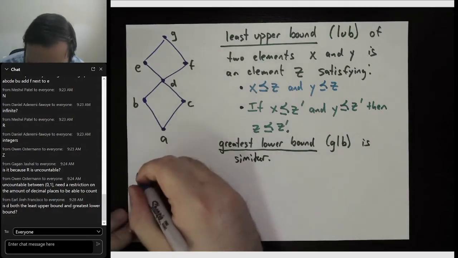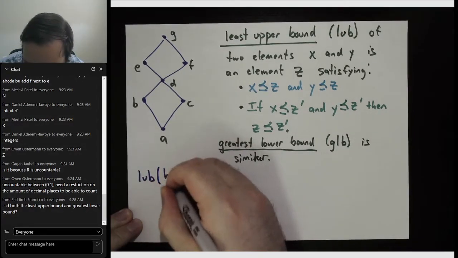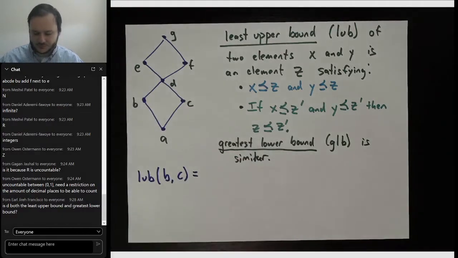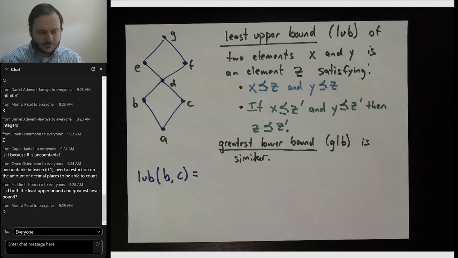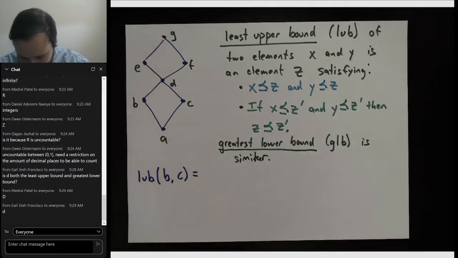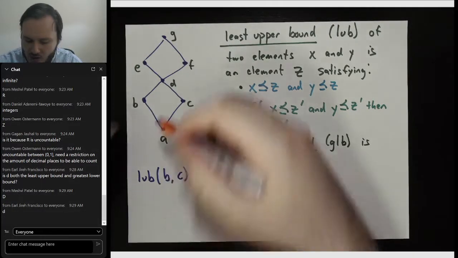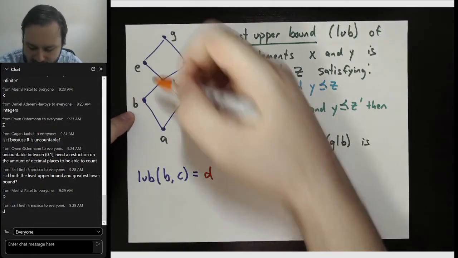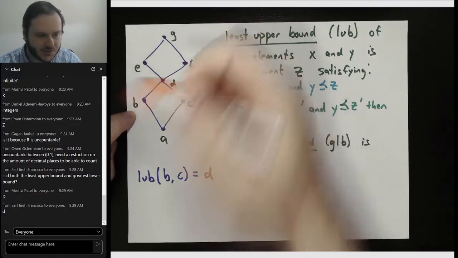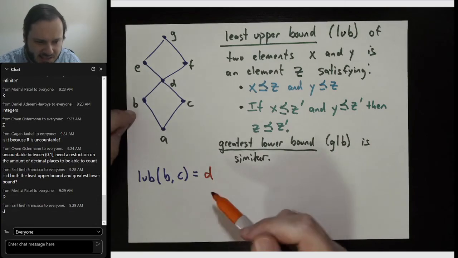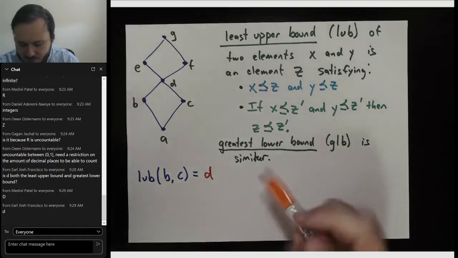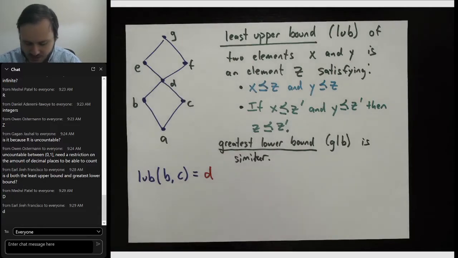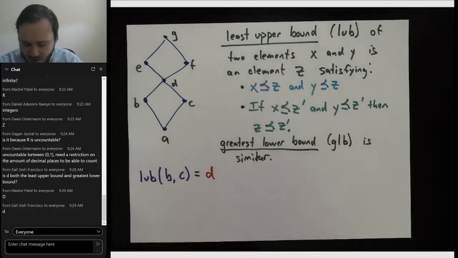What is the least upper bound of B and C? D. Yeah, good. The smallest thing that's bigger than both B and C is D. So it's a good question. Is D both the least upper bound and greatest lower bound? It depends on what I'm talking about. So D is the least upper bound of B and C.